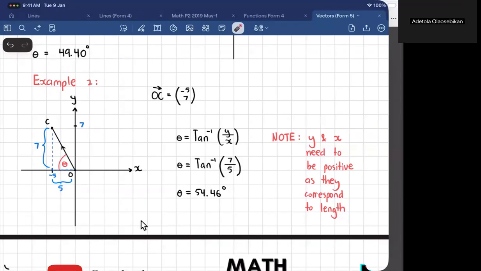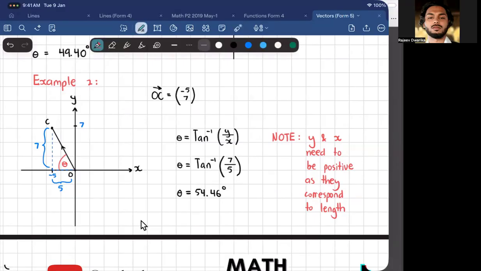No. Can length be negative? No, I don't think so. Length can't be negative. You think you can measure minus 5 meters? No. So if we are measuring length, the vertical length over the horizontal length, both of them have to be positive. So you'd probably have noticed that O to C was minus 5, 7.